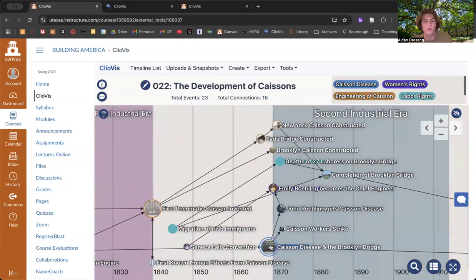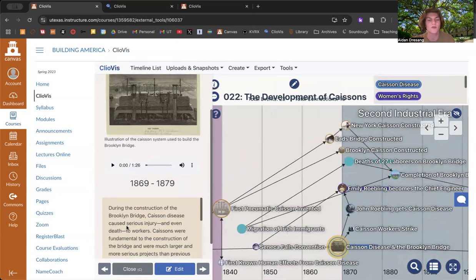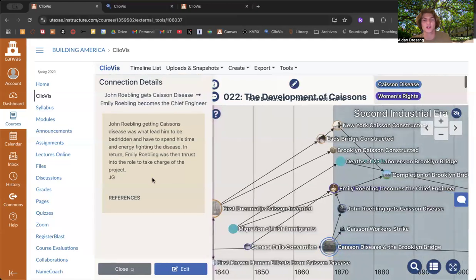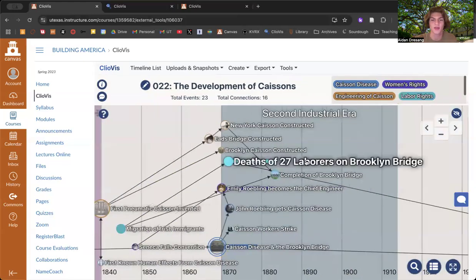And one feature that we also used was the audio feature, where we recorded ourselves talking about the event. So it really showed how much we got to know about that event in history. And we incorporated that into the timeline. And then, of course, the key feature of ClioVis is creating connections. So we're able to connect all these events together.